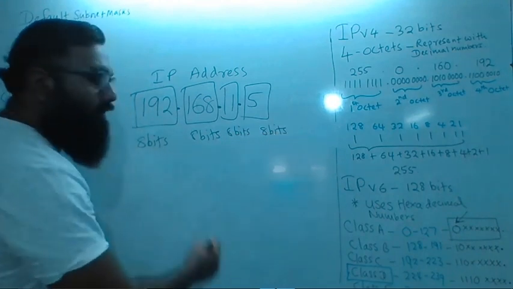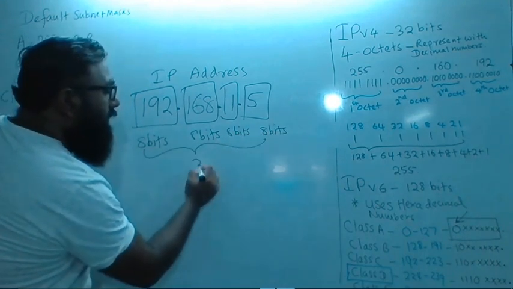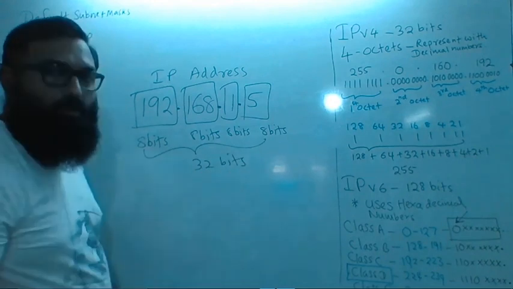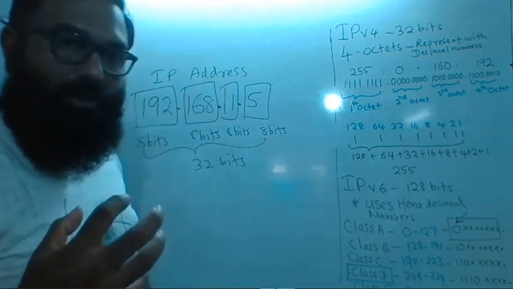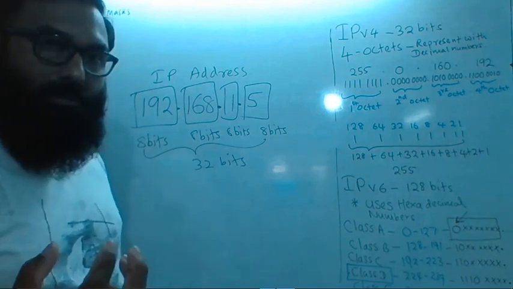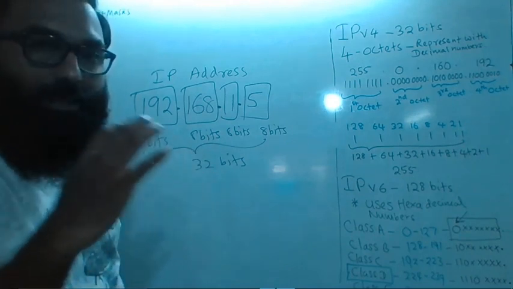8 bits, right? So altogether 32 bits. IPv4 uses 32 bits to represent the IP address.